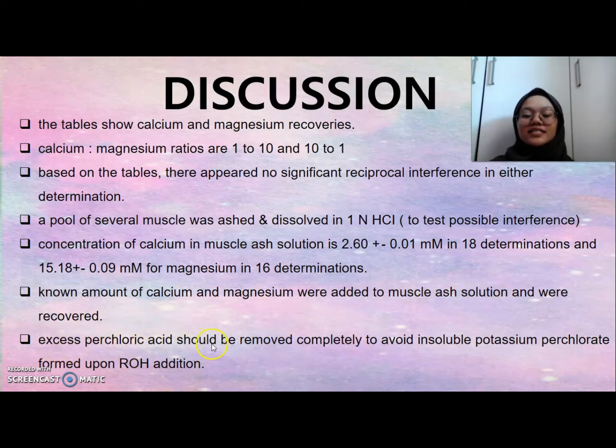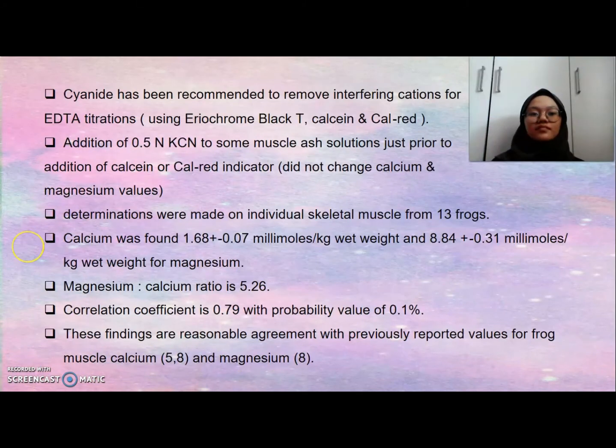Excess perchloric acid should be removed completely to avoid insoluble potassium perchlorate formed upon KOH addition. Cyanide has been recommended to remove interfering cations for EDTA titration using Eriochrome Black T, calcein, and chlorate. Addition of 0.5 Normal potassium cyanide to some muscle ash solution is superior to addition of calcein or chlorate indicator. It did not change calcium and magnesium values.